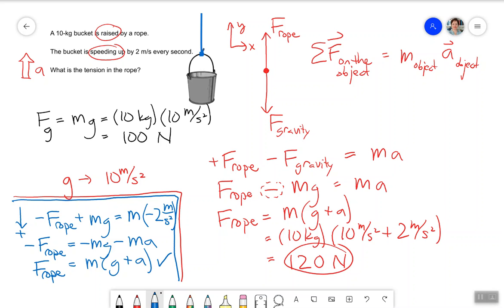Now what about if you were lowering the rope? What if you were speeding up while lowering it? What if you were slowing down while lowering it? Slowing down while raising it? All of these are worthwhile circumstances, and you should think about what those are, and we'll pick it up from there next time. See you then.